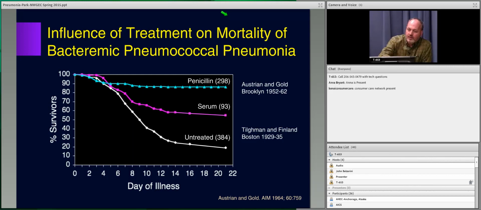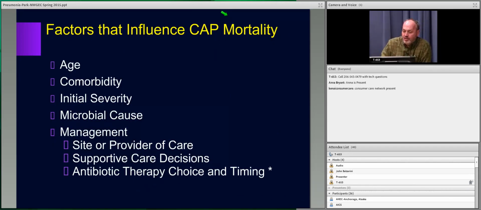And so you can see just injecting horse serum in somebody was pretty effective back in the 20s and 30s before we had antibiotics like penicillin. And then when penicillin became available, Austrian and Gold showed this marked improvement in survivorship once you get past that rough first few days. Okay? So this is just to give you two thumbs up. We can treat this, and we can improve the outcome of people who have pneumonia.